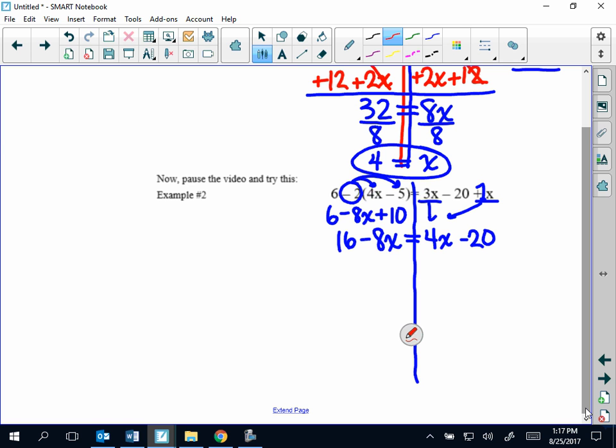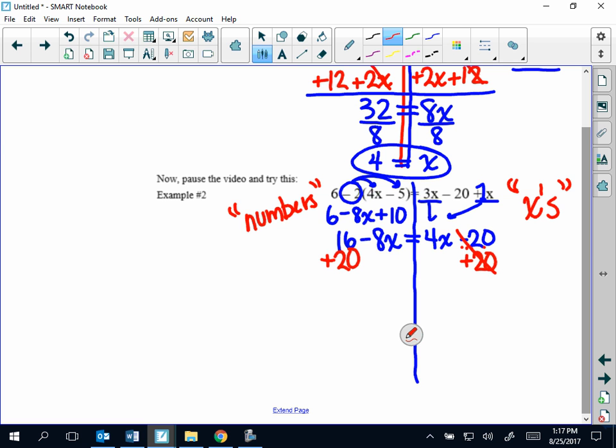I want to make a plan. In this plan, I think I'm going to get my x's on the right because the 4 is bigger than the negative 8. So I'm going to put my x's on this side of the problem, and I'm going to put my numbers on this side of the problem. The numbers without the x. So if I want the numbers without the x on the left, then I need to get rid of this negative 20. And I do that by adding 20 to both sides.